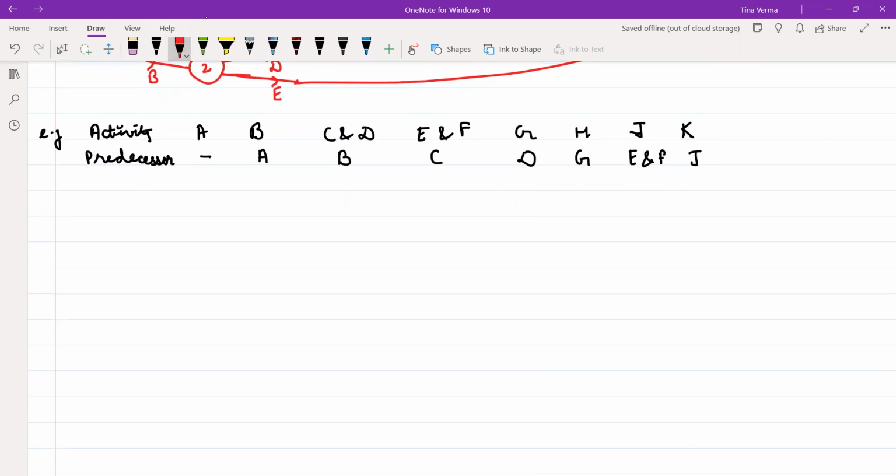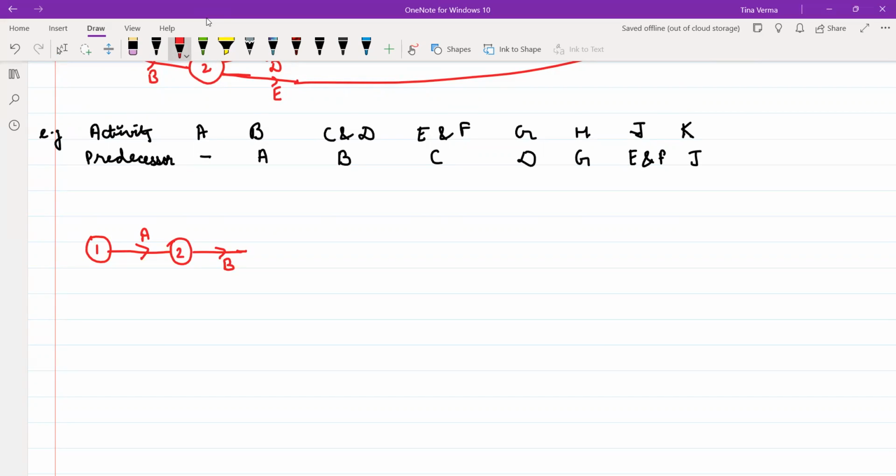A does not require any predecessor, so I can start from here. This is my activity A. Is it clear? Now for starting my activity B, I require A. That means A is ending over here. So for the starting of activity, I require activity. This is my B. Is it clear? Yes or no? To start B activity, I need A activity. It should be completed. Here it is ending. That means it is completed over here.